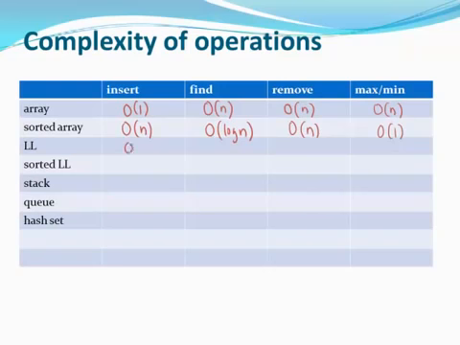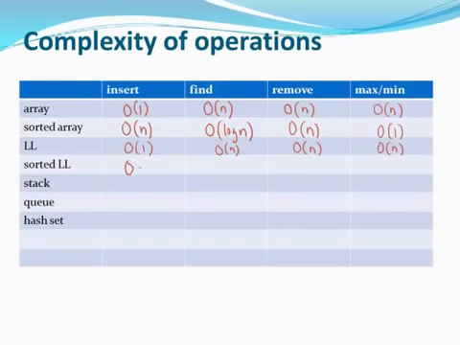When it comes to a linked list, you can insert something at the front of the list in big O of 1. Finding would require you to traverse the list. Remove requires you to traverse the list and remove it. And finding max or min will require you to look at all the elements in the list. So the complexity of operations goes as O(1), O(n), and so on.